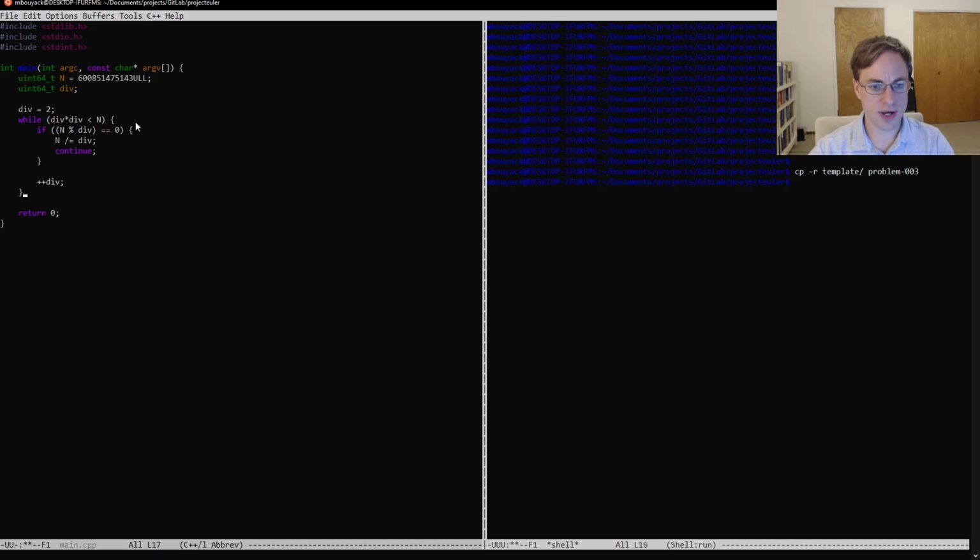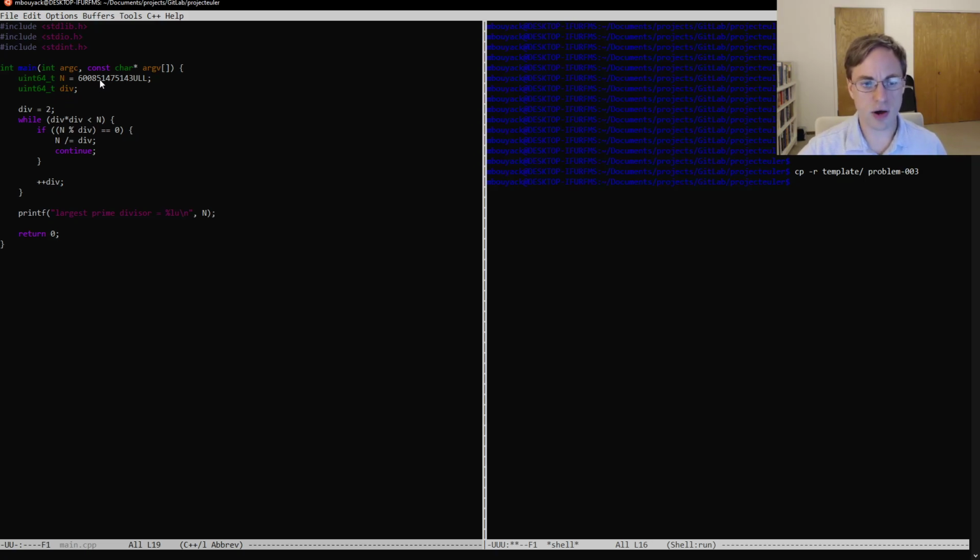And so when we get down to the end here, n should be the value of the largest prime divisor. So then we're going to say printf, and we'll say largest prime divisor is equal to n.